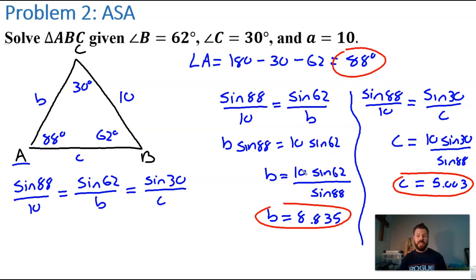Okay, so same idea, a little bit different setup on our triangle. We had to solve for that A first. Otherwise, that's kind of the basic way to use the law of sines to solve for sides and angles.